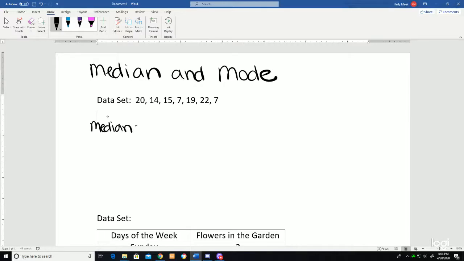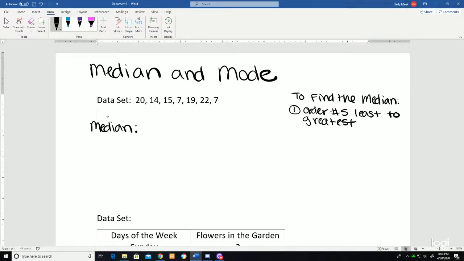To find the median, I'm going to write the steps over here. The first thing that you have to do is put your numbers in order, least to greatest. That should be a really easy task. We're really good at that. So I look at my list. I have a 7.